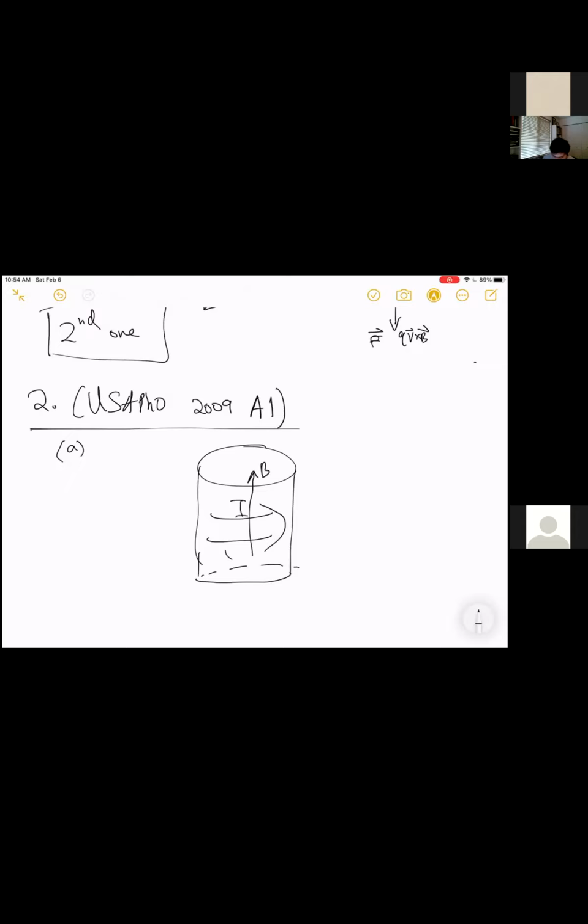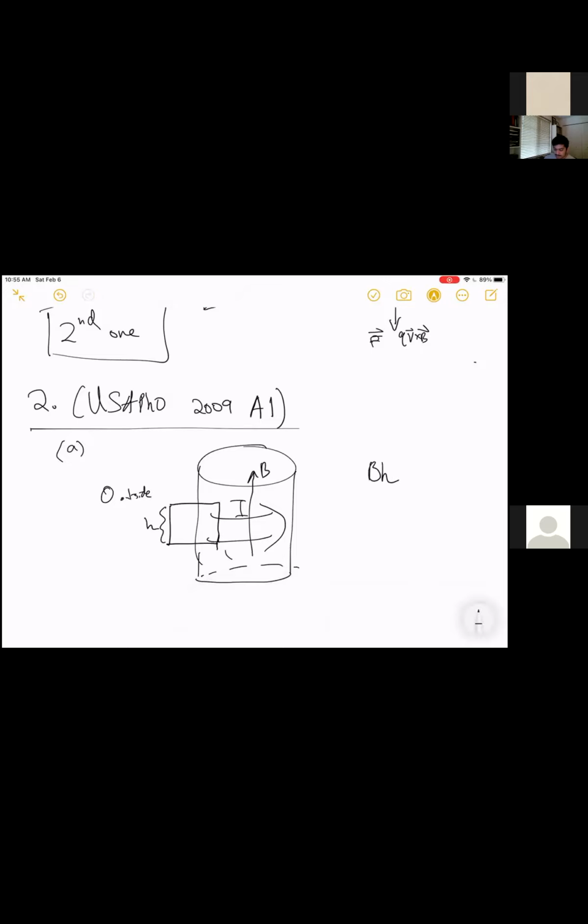Now, how do we compute it? Well, we know it's zero outside. The way we compute it is by using Ampere's law and taking this Amperean loop with height h. So Ampere's law states that the integral of B dot dl is equal to mu zero times the current through the loop.